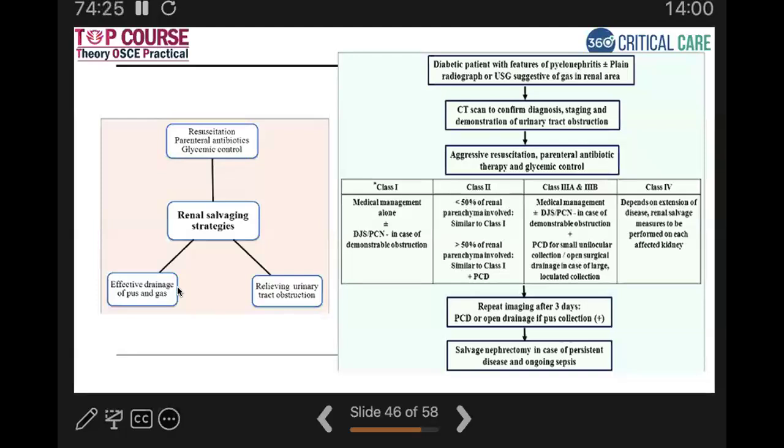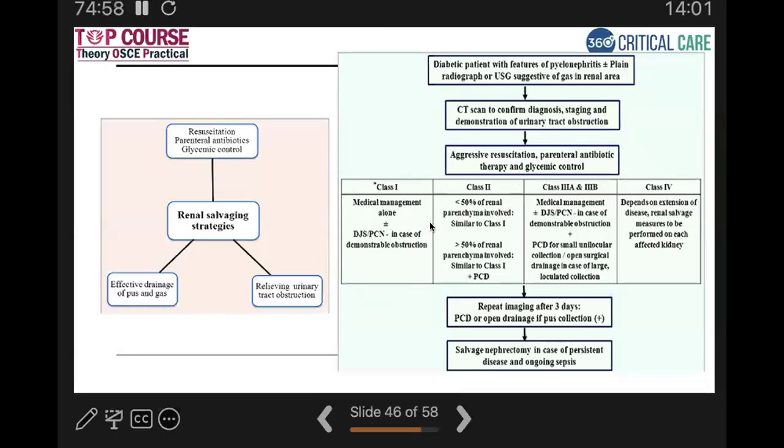So any diabetic patient who has symptoms of pyelonephritis or emphysematous pyelonephritis, you grade them as class 1, 2, 3, 4 according to the CT, right? Once you finish the resuscitation, appropriate antibiotic therapy, and glycemic control, you are going to plan the local therapy based on the class of emphysematous pyelonephritis. If the patient is in class 1, with only a part of the kidney having gas, then you start with medical management.